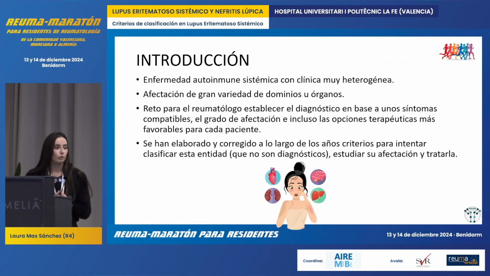As an introduction, we know that lupus is a systemic autoimmune disease, often considered the paradigm of systemic autoimmune diseases with its component of antibody and immune complex formation, which ultimately causes damage with very heterogeneous clinical manifestations, affecting a wide range of organs and domains differently in each patient. Therefore, for the rheumatologist, it can be a challenge, on the one hand, to establish the diagnosis based on symptoms that may seem compatible, and it is also a challenge to determine the degree of involvement and what type of treatment may be most optimal for each patient. That is why, over the years, various criteria, indices, and recommendations have been developed to try to clarify and address all these issues in the best possible way.